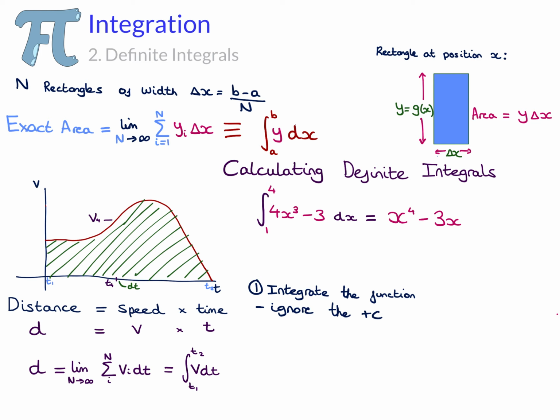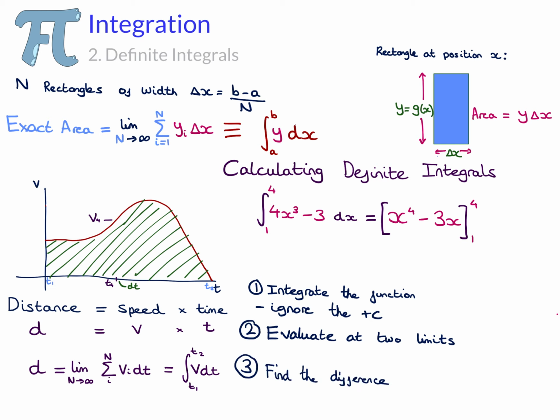To find the result of this definite integral, which tells us the area underneath the corresponding curve, we must evaluate the integrated function at the upper and lower limits. And we must find the difference between these two results. This means subbing in the upper limit, getting a number, subbing in the lower limit, getting a number, and taking away the second number from the first. This subtraction step explains why we don't need to worry about the plus c, since it would cancel out anyway.